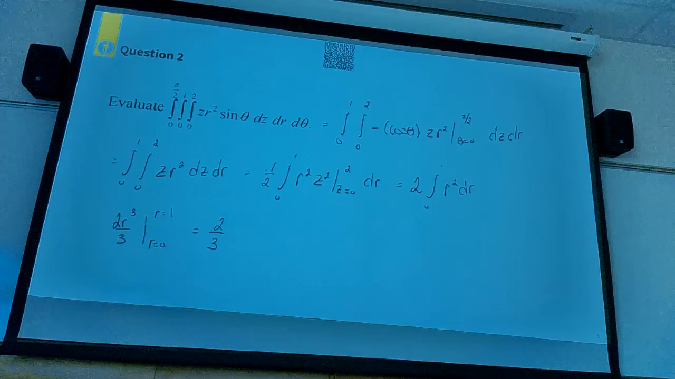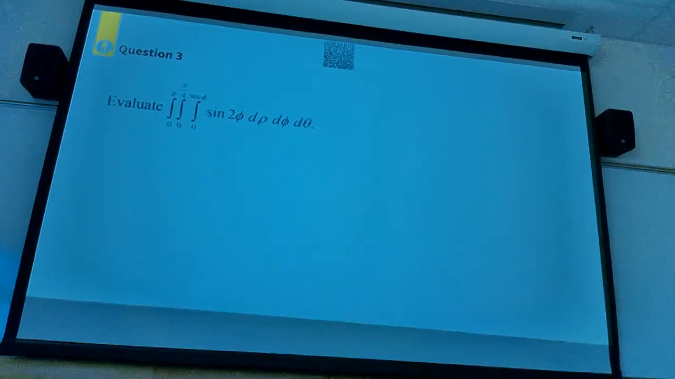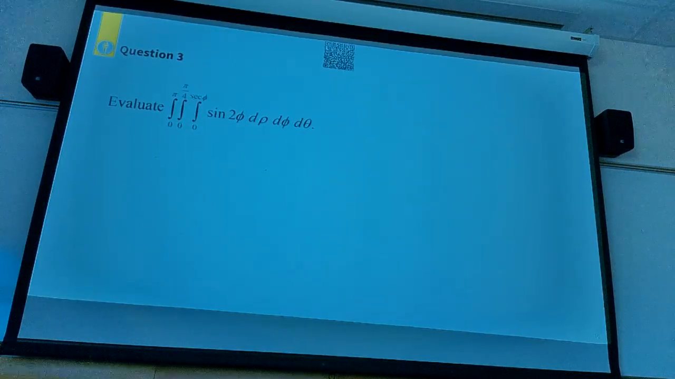I'm still a bit confused. When will the order matter and when will the order not matter? Technically, order never matters. You just have to describe the region. When it's a box, which means all of your bounds are constant, you can just freely change the order without redefining the region. Unlike here.